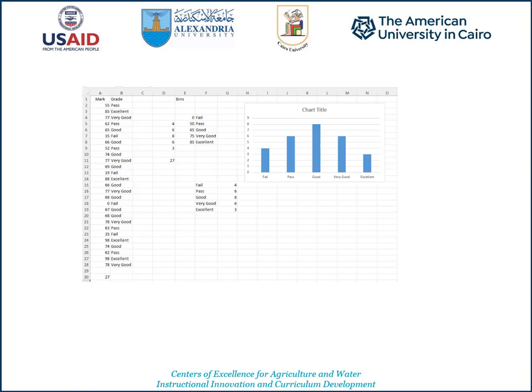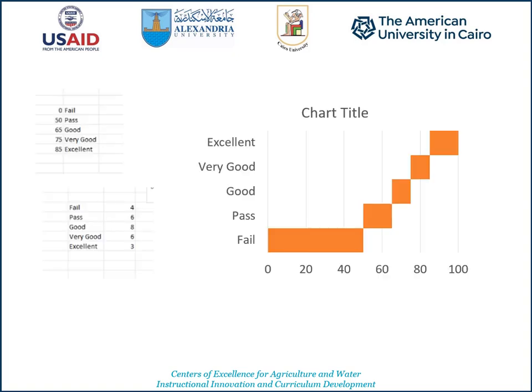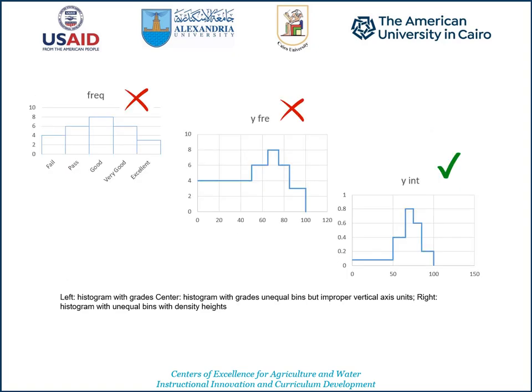Here, this is what we get, and then we can change the x-axis from numbers to classes of grading: fail, pass, good, very good, and excellent. And then we can make the gap size equal to 0 to convert the column graph into a histogram. The bar chart with 0 gap width looks like the one you see here. This shows that the grading system ranges are different. Therefore, the histogram produced in the previous slides is not correct if you go to the definition produced before.